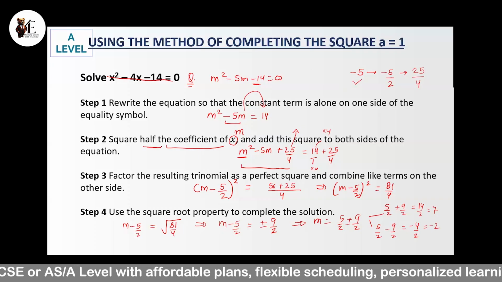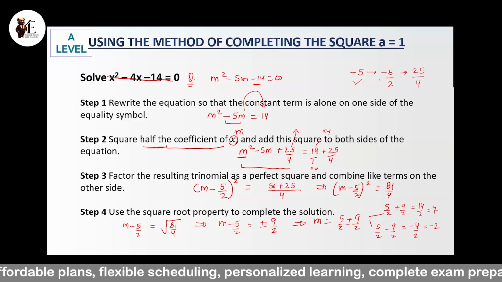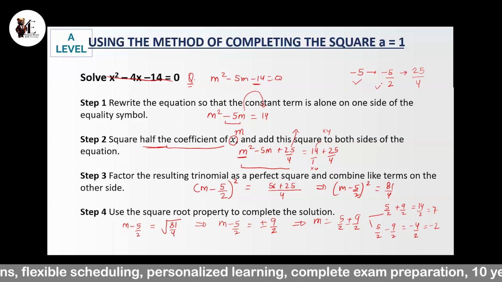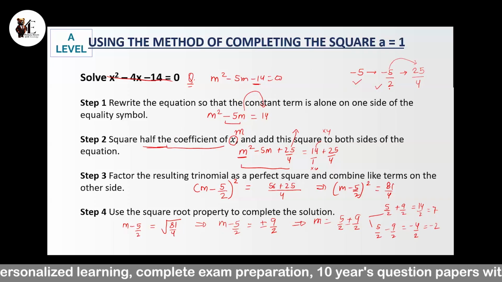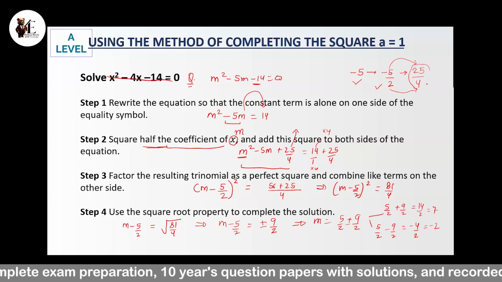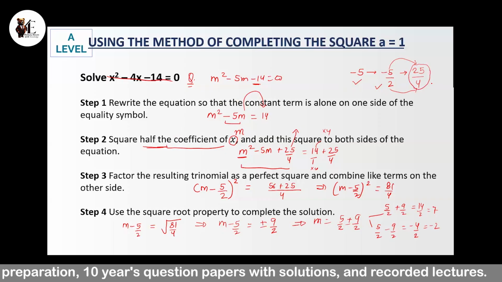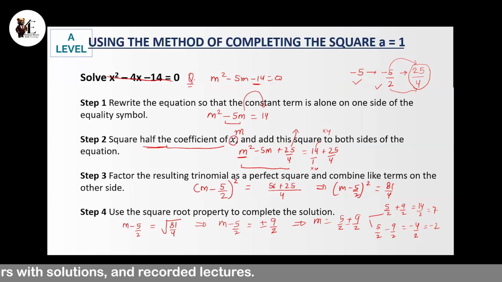Then we have to take half of the coefficient of m. For half, you divide the coefficient by 2. So minus 5 over 2, and then we have to square it. So negative 5 squared will be 25 and the square of 2 will be positive 4. So we got 25 over 4. We have to add this square, 25 over 4, on both sides. That's why I have written m square minus 5m plus 25 over 4 is equal to 14 plus 25 over 4.